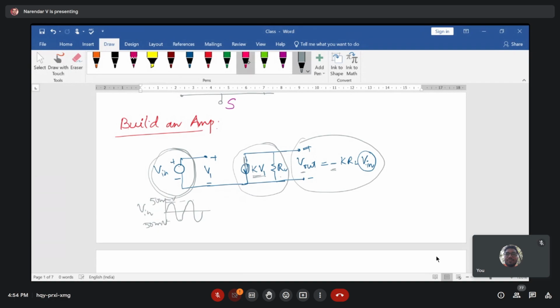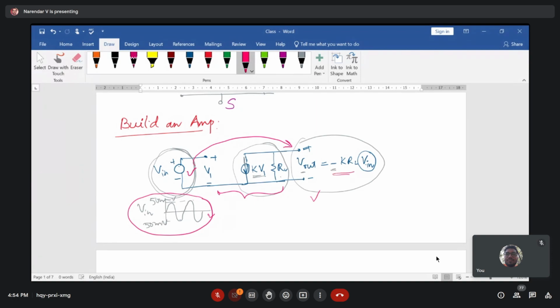Now this 50 millivolt sinusoidal signal that I'm talking about is a small signal, and it needs to be amplified at the output of your transistor. So here we are trying to use a MOSFET, and that is supposed to amplify the small signal that we are applying, and it gets amplified. How much is it? K times RL into V input.